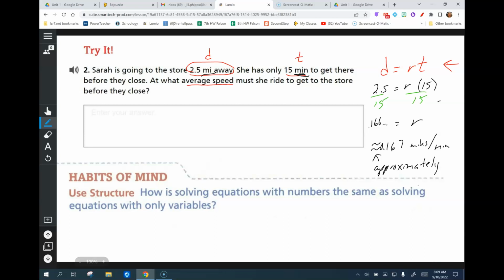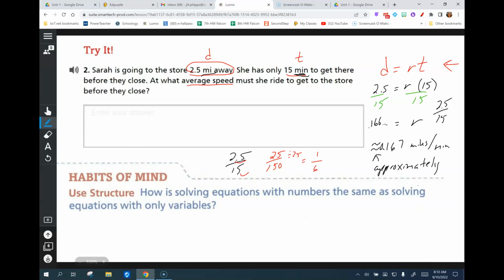You might go back to the 2.5 over 15. You can reduce that. Oh, wow. Okay, so 2.5 divided by 15. If I'm going to reduce something that has decimals in it, what I do is I move the decimal point one place over, so I have to move this one place over. So that's 25 over 150. I then divide them both by 25, so I get 1 over 6. So 1/6 miles per minute.